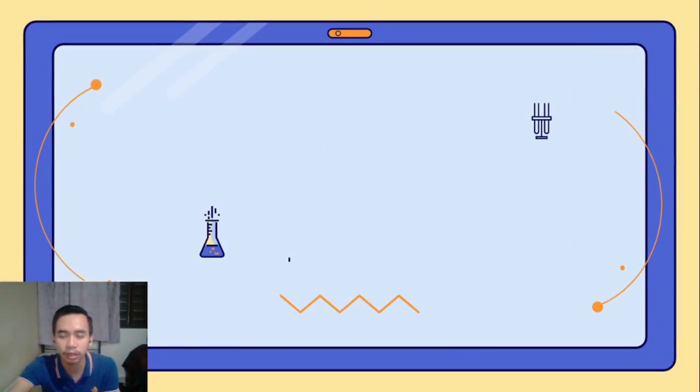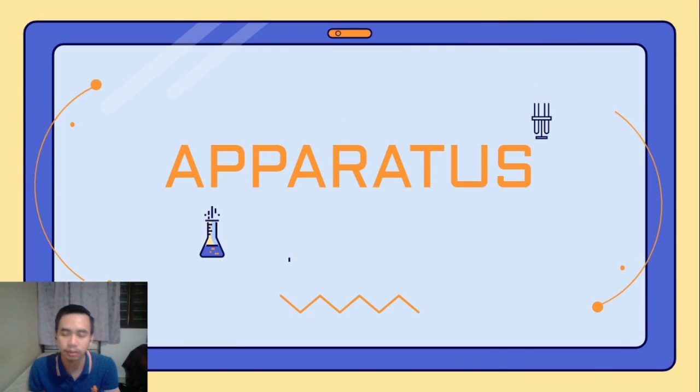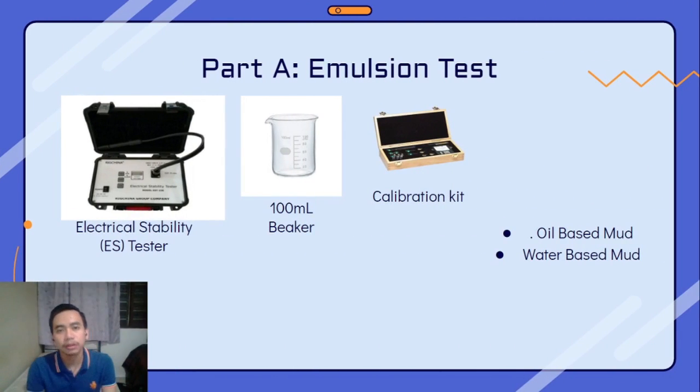Okay, moving to the apparatus part. The apparatus used in part A for the emulsion test is the electrical stability tester, a 100 ml beaker, and a calibration kit. The materials used are oil-based mud and water-based mud.